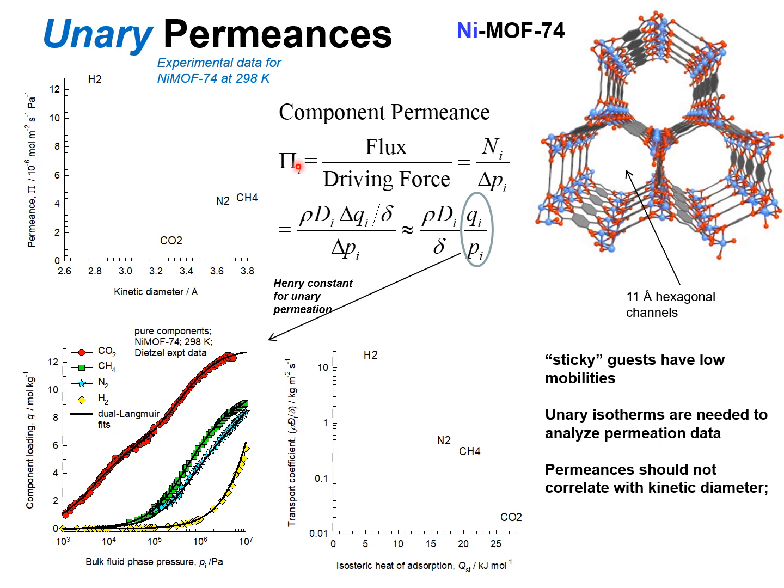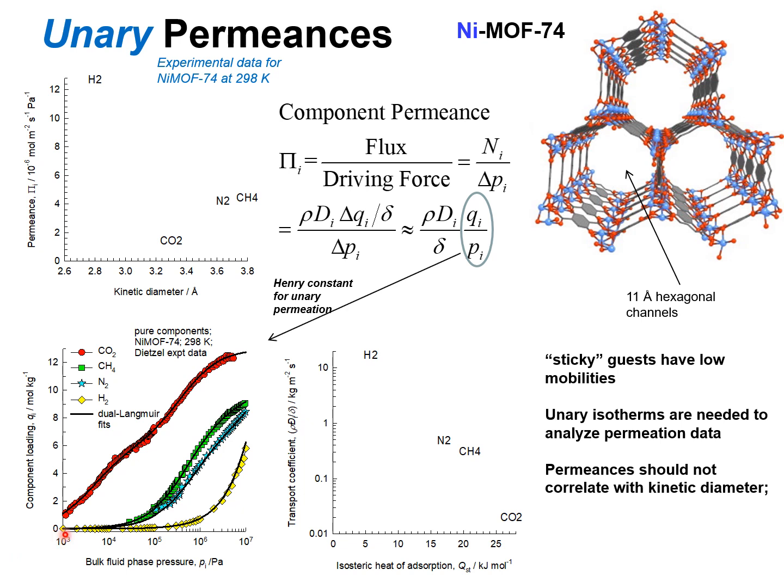Just to remind ourselves that the component permeance is the flux divided by the driving force, and we can rewrite this as a product of two terms: rho, the framework density of nickel MOF 74, times the diffusivity of that component divided by the membrane thickness, multiplied by the ratio of the loading at the upstream phase divided by the partial pressure in the upstream compartment. For a unary system, this is the Henry constant.